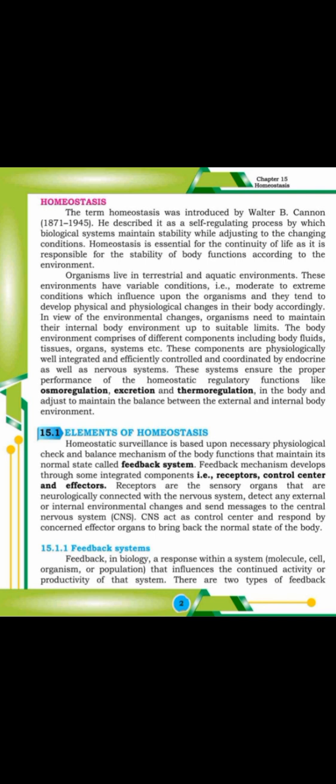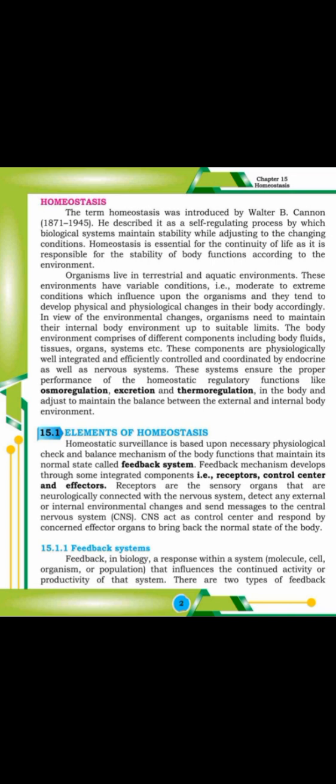So dear students, in our previous lecture, we had learned about the definition of homeostasis, means the introduction of homeostasis, and some processes which are involved in maintaining the homeostasis, like osmoregulation, excretion, and thermoregulation. Now let's start our today's lecture, that is elements of homeostasis.